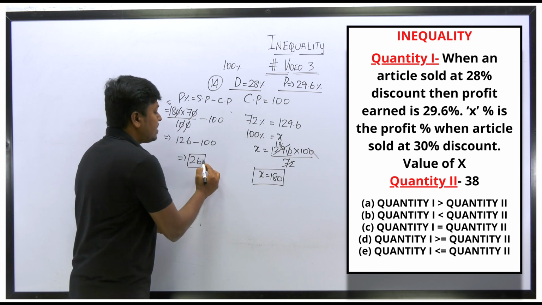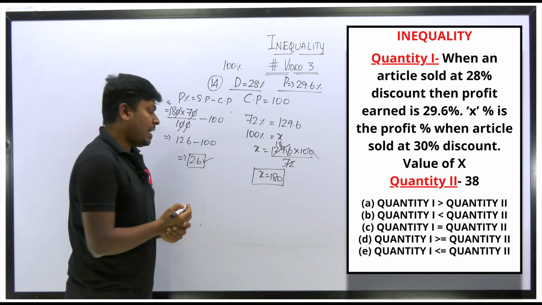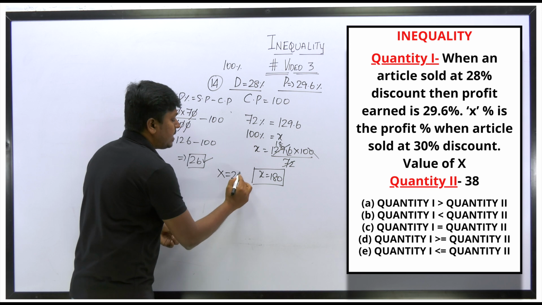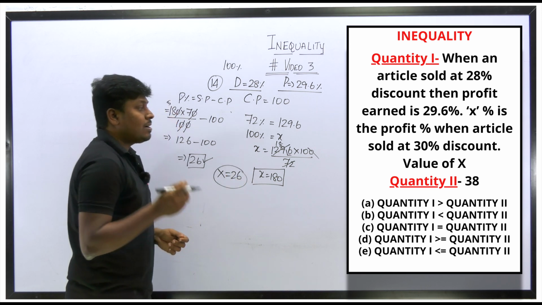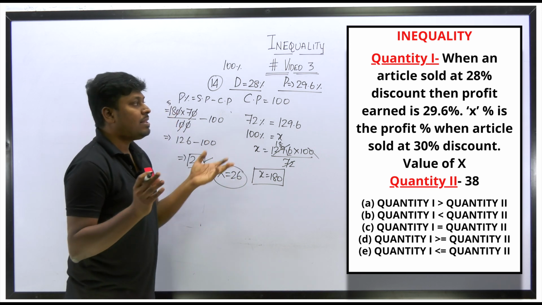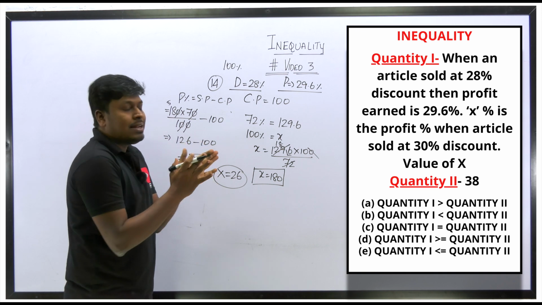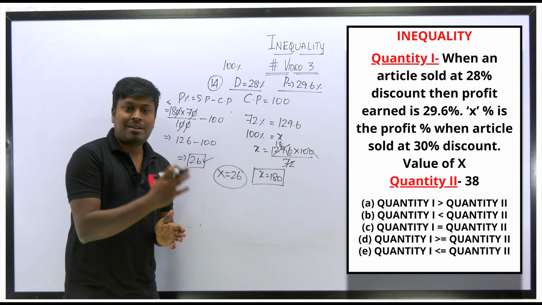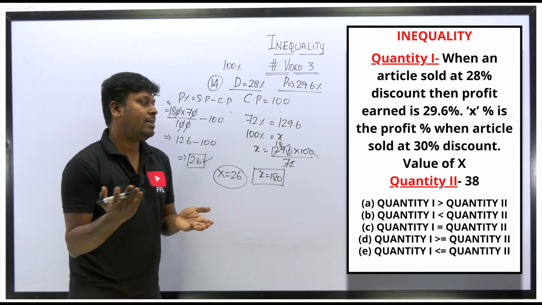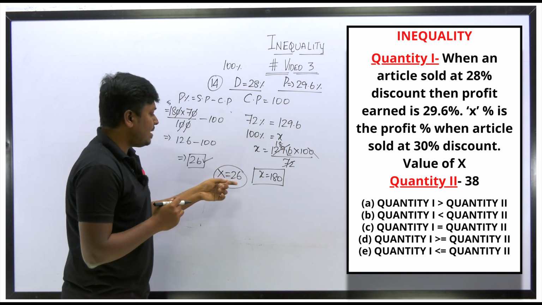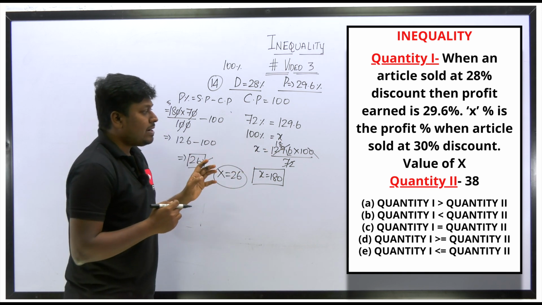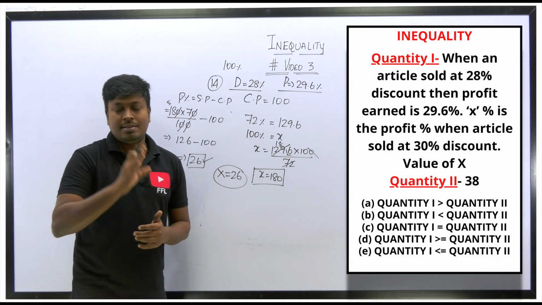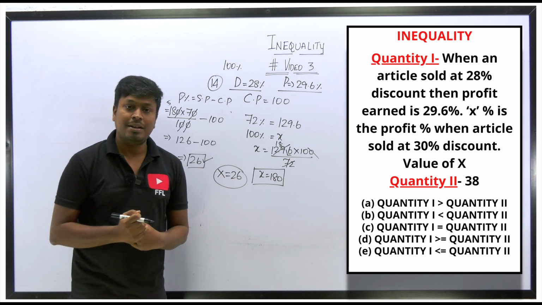So this will be the answer for quantity 1. So the value of X that we got from quantity 1 will be 26, and quantity 2 has the answer 38. So now for the final answer we need to compare the values, whether quantity 1 is greater or quantity 2 is greater. We can easily say that quantity 1 is only 26, quantity 2 is a direct answer 38. So we can say quantity 2 will be greater than quantity 1.